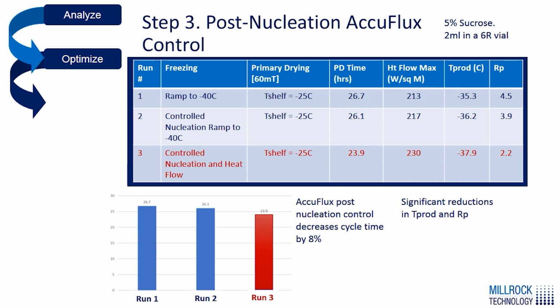So again, while we, for this run, maintained the same primary drying conditions of minus 25 degrees Celsius, for comparison's sake, we easily could have increased this shelf temperature by up to 10 degrees more, while still keeping our product safely below its critical temperature.